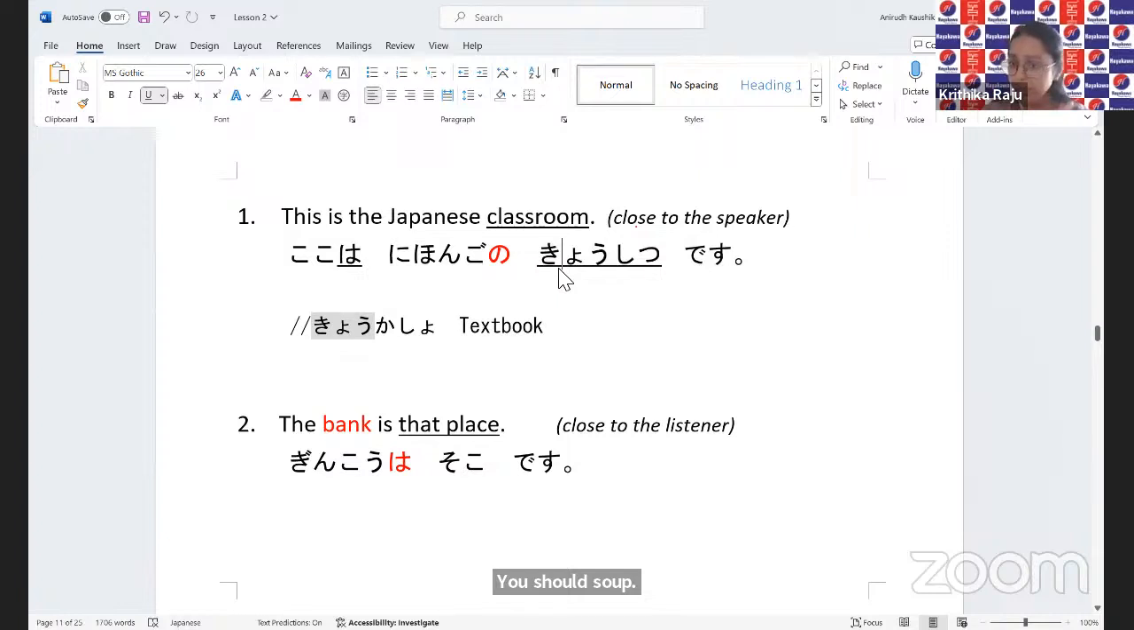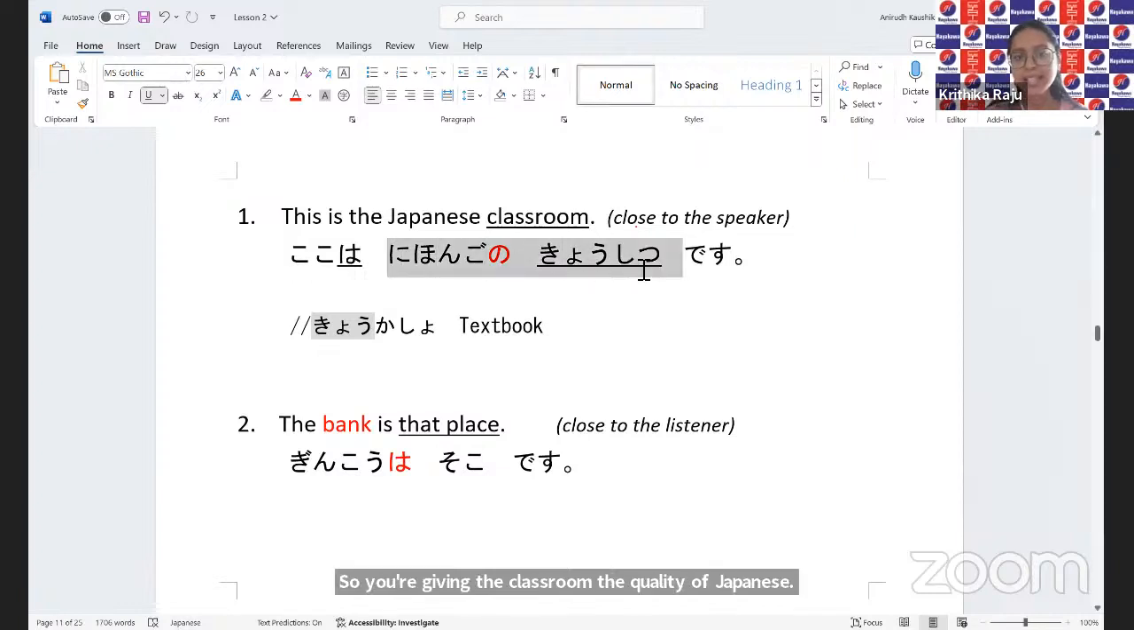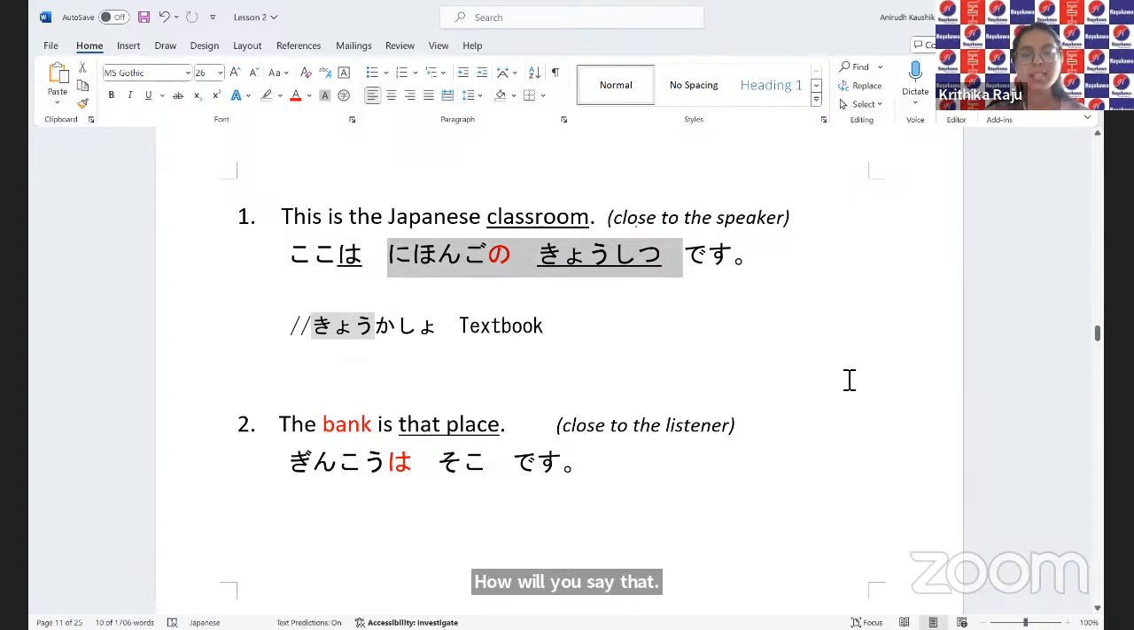Now, how do you say Japanese classroom? It's a classroom, but it's a Japanese classroom. So you're giving the classroom the quality of Japanese. How will you say that? Nihongo no kyoshitsu. Okay? Now the whole sentence.